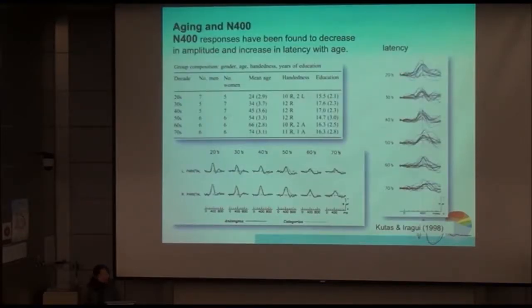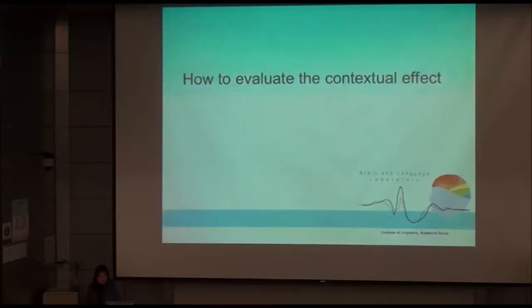There are also studies showing that age would affect the N400 responses. For example, this study had participants from their 20s to 70s, and they found the N400 responses decrease in amplitude and also increase in latency with age. That shows that age might have an effect on semantic processing. So this is the basic background about the N400 and how age affects this effect. Now we move to how studies evaluate the contextual effect.